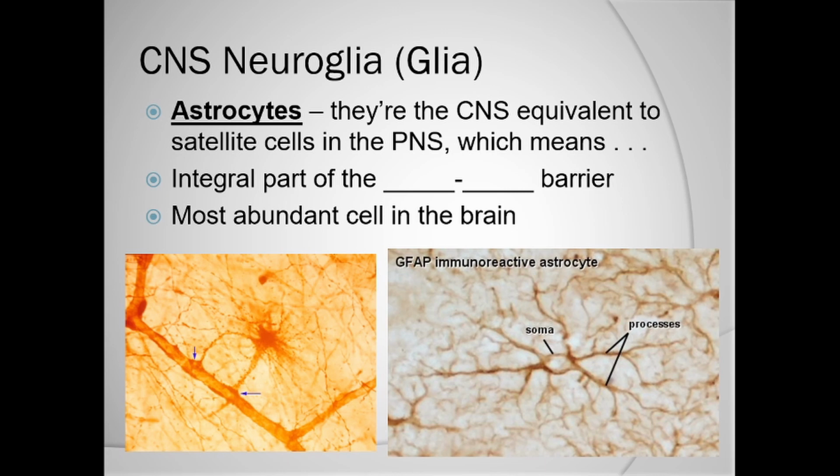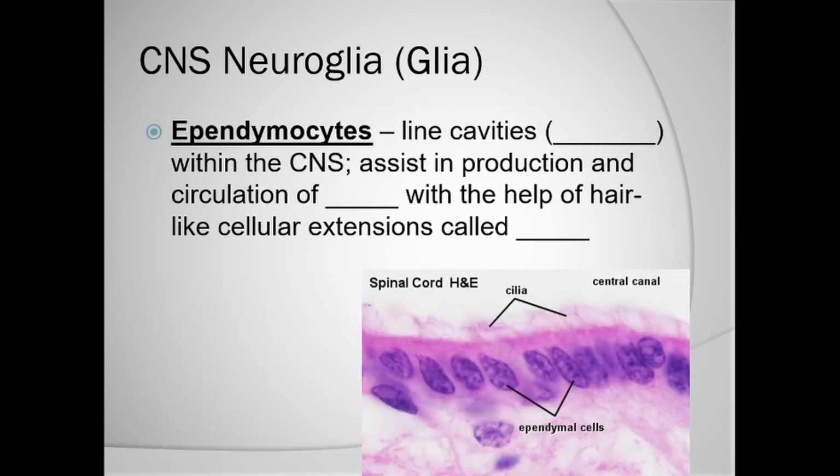The picture on the right, the soma, that's just the Greek word for body. That's the cell body, where the organelles and the nucleus would be. And then they have their processes that come out, and somebody thought, hey, they look like a star, and so they called them astrocytes. So, connecting the blood supply with the neurons, a very important part of the blood-brain barrier.